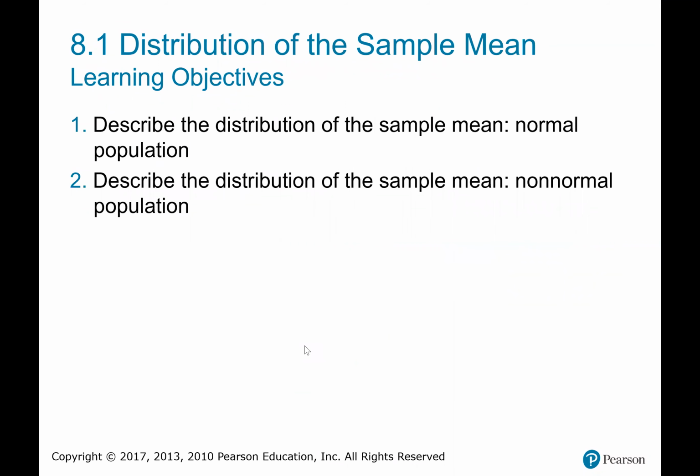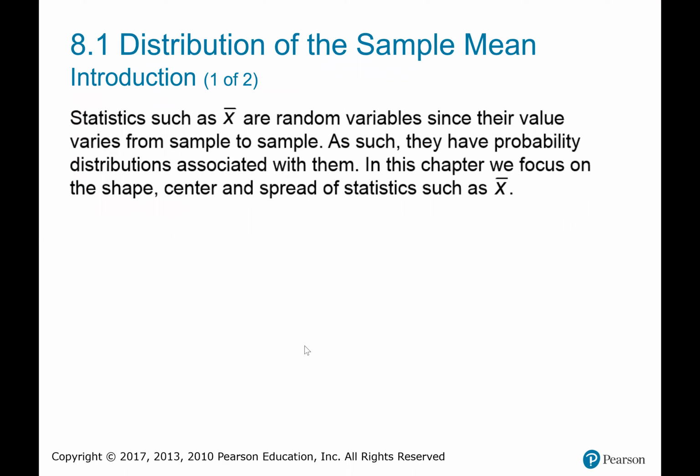In Section 8.1, distribution of a sample mean, the learning objectives are: number one, we describe the distribution of a sample mean for a normal population. And objective two, we describe the distribution of a sample mean for a non-normal population.